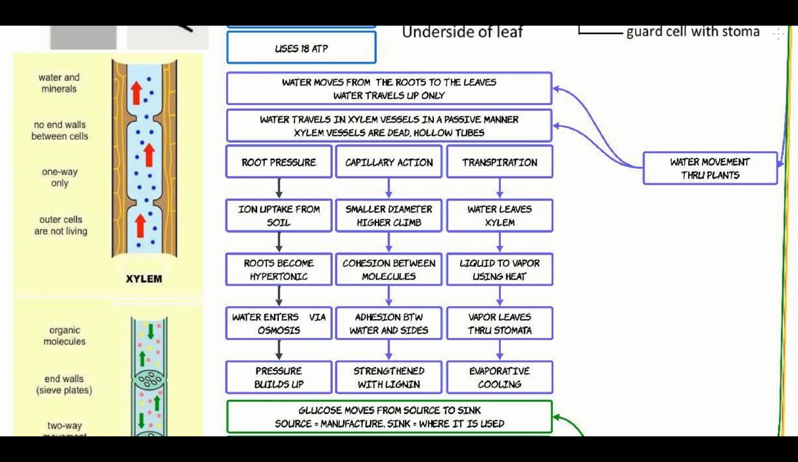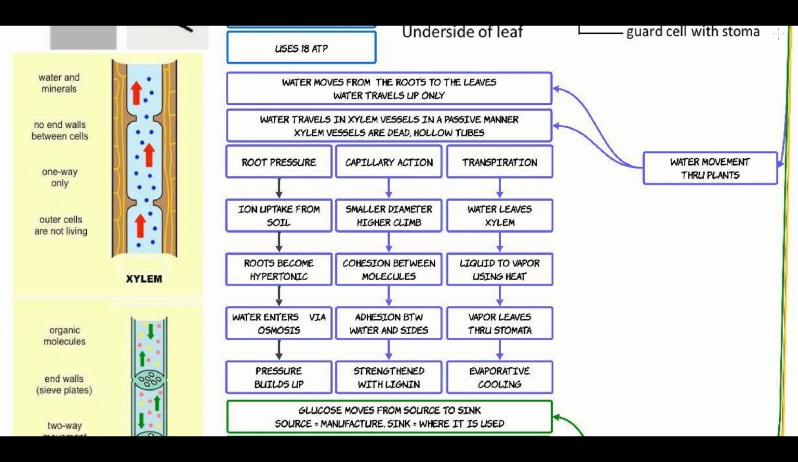Then we looked at the movement of water through plants. Water moves from the roots to the leaves in an upward direction only. Water travels through the xylem vessels in a passive manner. Xylem vessels are dead, hollow tubes. And there are three processes that we need to know. First of all is root pressure, where the roots take up ions from the soil, making the inside of the root hypertonic, and then water enters via osmosis. The pressure builds up because water has nowhere to go but up.